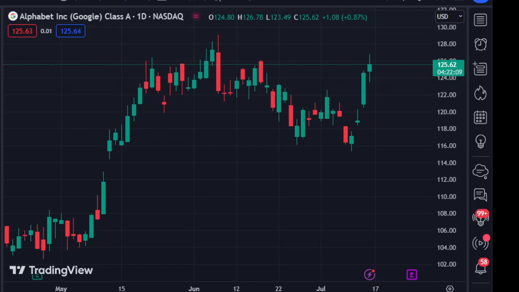So here you can see that it's a daily chart of Google. Google had been going up and then it pulled back to a level, and now you can see yesterday and today it's been up.